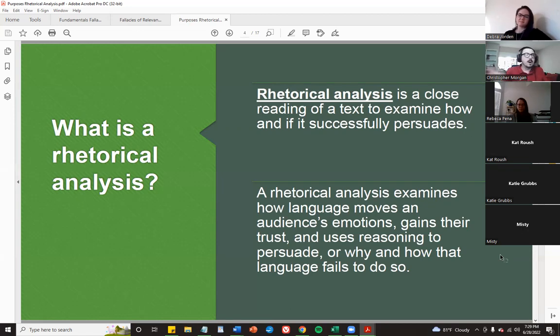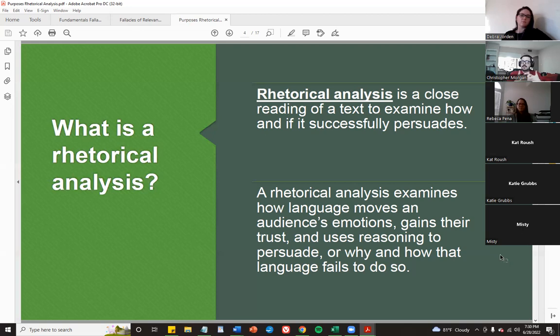So what is rhetorical analysis? It is a close reading of a text to examine how and if it persuades successfully. It examines how language moves an audience's emotions, which is pathos, how it gains their trust by establishing the speaker as a source of credible information, or the appeal to ethos, or how it uses reasoning, the appeal to logos, to persuade, or why and how that language fails to do so, right?